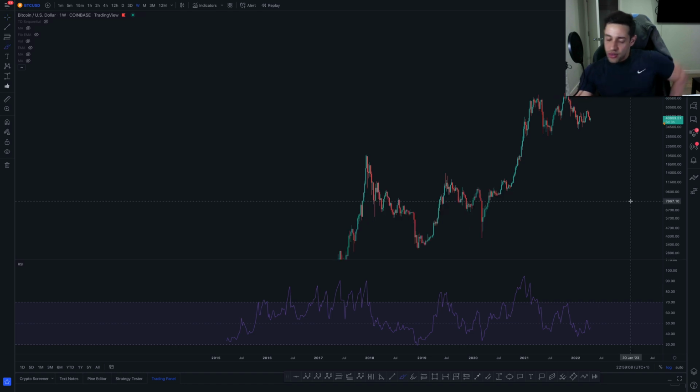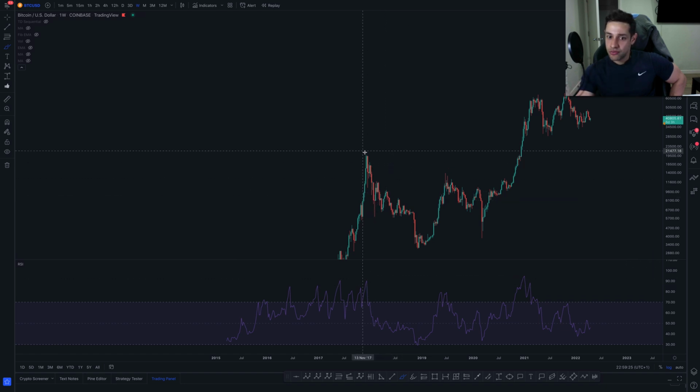Now, in the same way that we look at horizontal support and resistance on a chart at price, we can do the same thing for RSI. If we look left, we want to look for areas where price has had a reaction at that RSI level before, and if it has, then maybe we're looking for something similar to happen again.